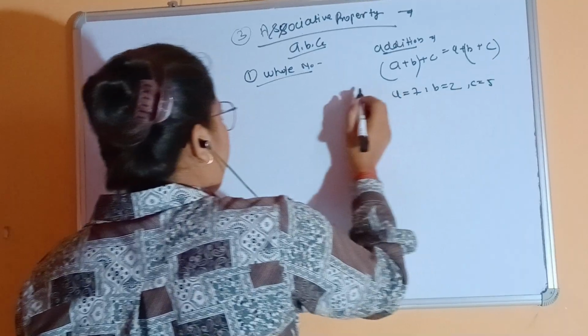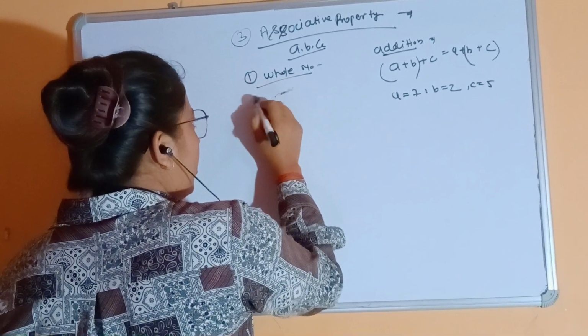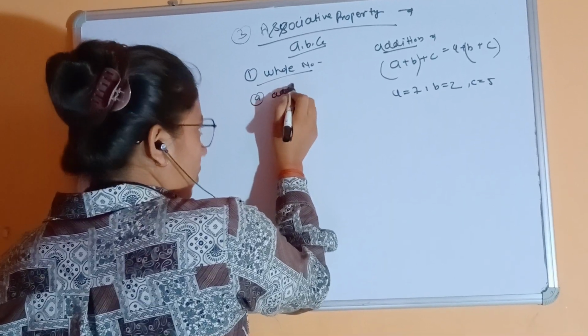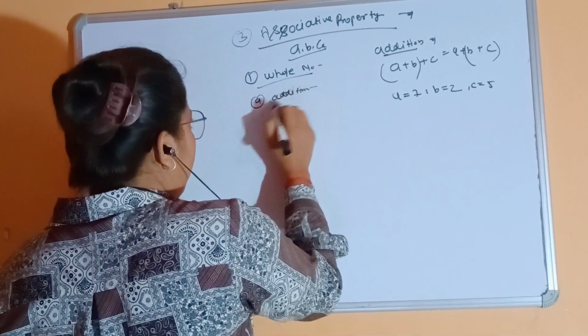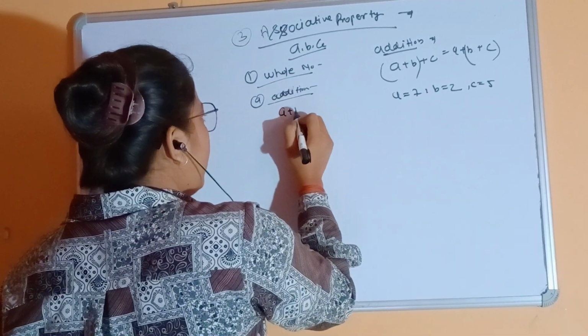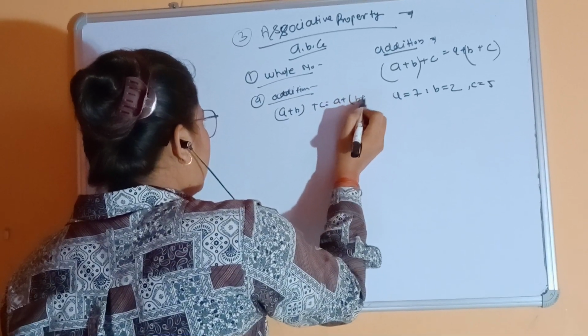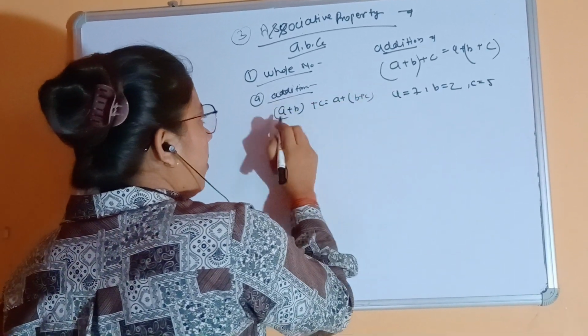Okay, so in whole numbers we first take addition, then subtraction, then multiplication, then division. So in addition, A plus B plus C is equal to A plus B plus C. Here A is equal to 7.